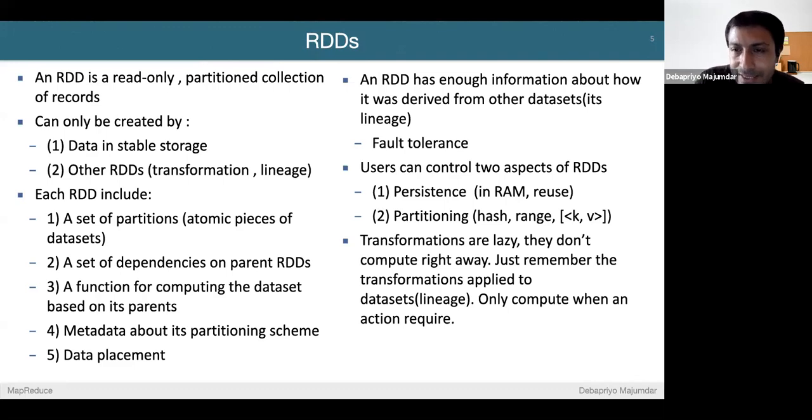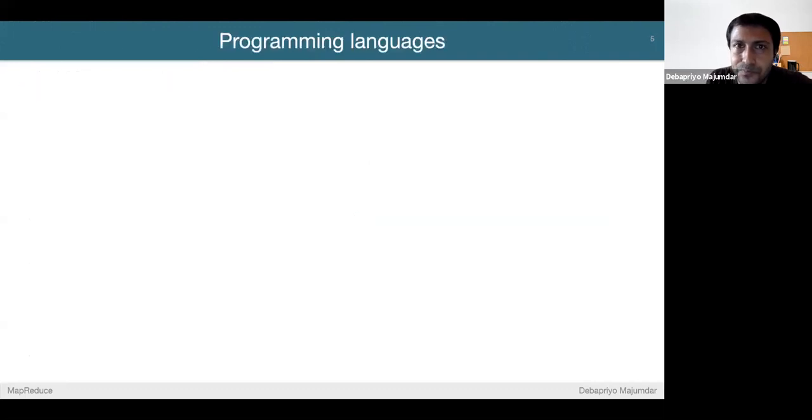The transformations are lazy. They don't really compute right away. So you can actually keep writing functions and functions, but ultimately until you call for an output, it will not compute. So they are lazy. By that, they will actually save some computation.